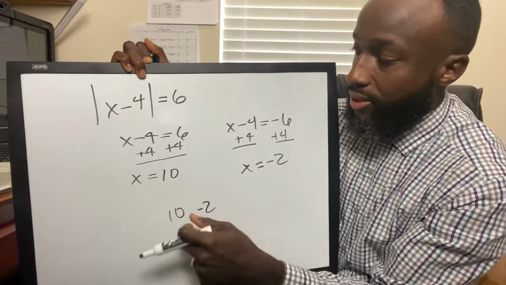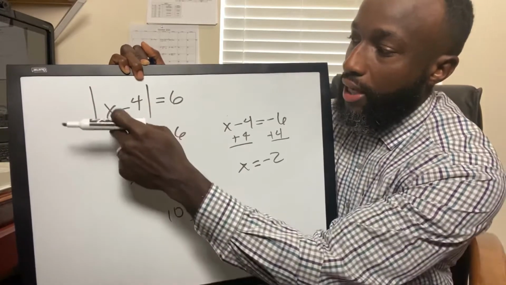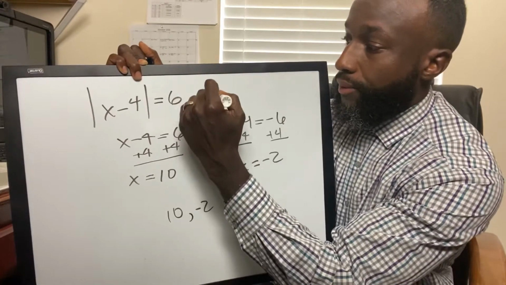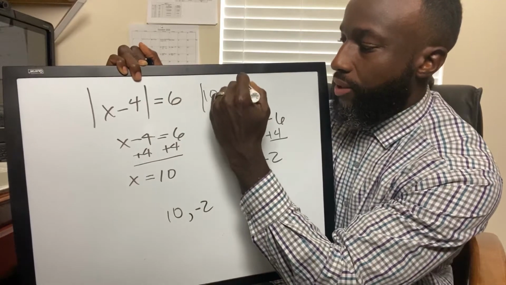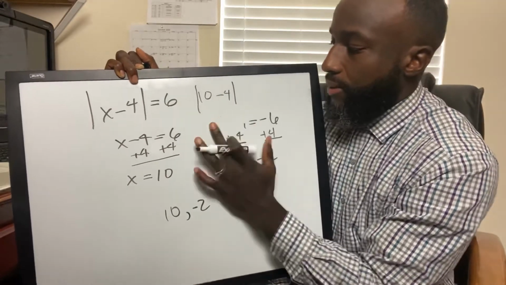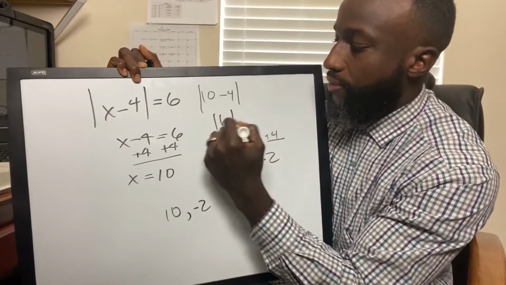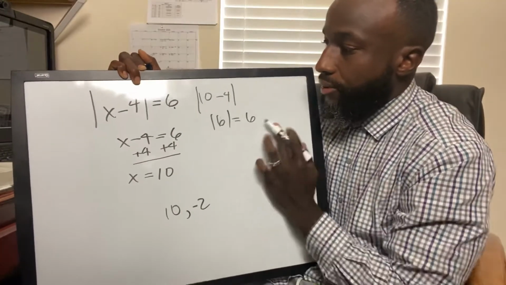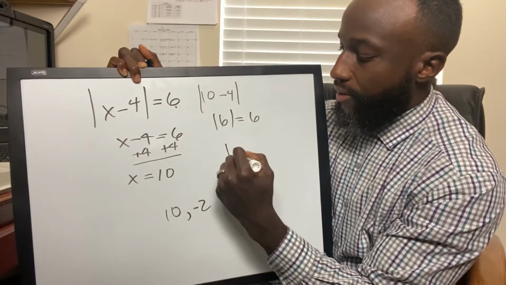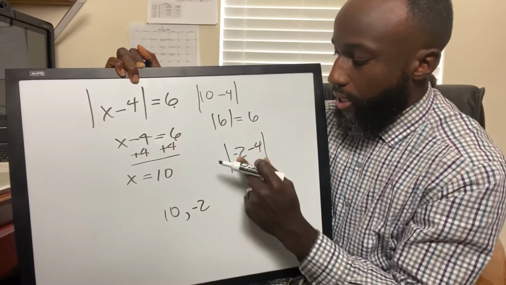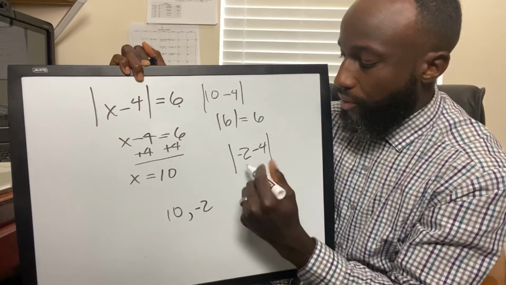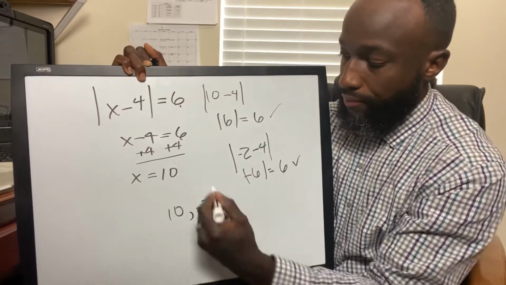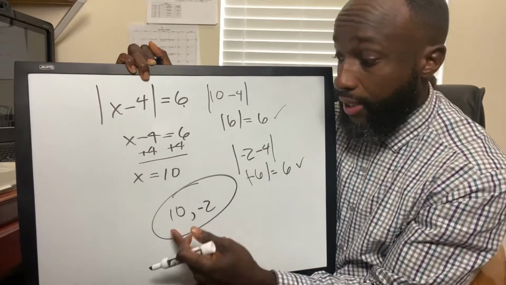And the way you can check it is you just substitute it back in. So if I put 10 in here, I'm going to get 6. And if I put negative 2 in here, I'll get 6. All right, let's check it. Absolute value of 10 minus 4 is going to be 6. The absolute value of 6 is 6, right? Let's look at it with negative 2. The absolute value of negative 2 minus 4 is going to be negative 2 minus 4, which is going to give you negative 6. The absolute value of negative 6 is 6, right? So your solutions are 10, negative 2.